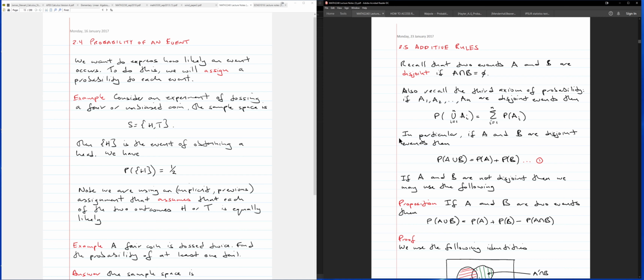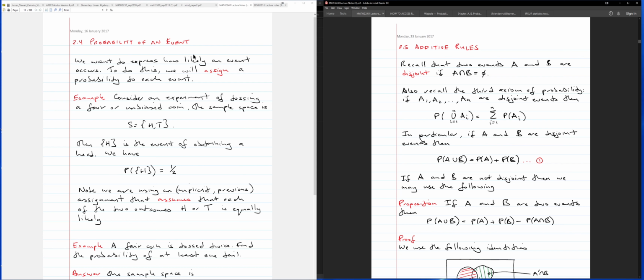Okay, so we want to talk about additive rules for probability. Before we get into the additive rules, I'm going to do a quick review of the probability theory that you would have seen with Miss Bhutan.